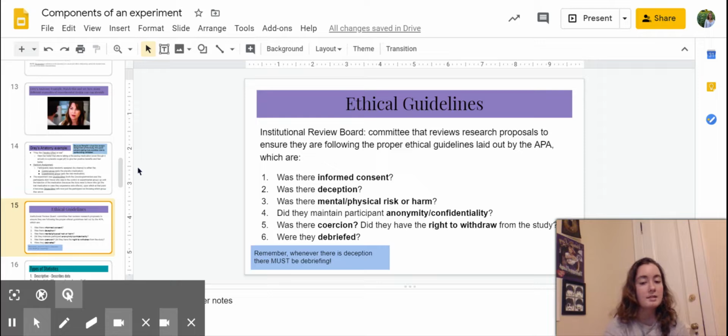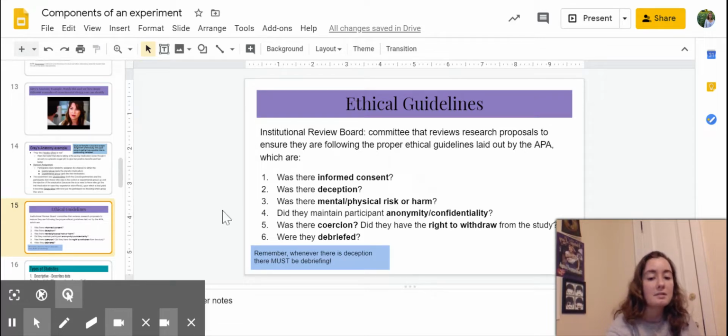So here are the things that you can ask yourself when you're on an AP exam FRQ. Maybe it says, note one ethical violation of this study and say how you could fix it. So you can ask yourself, okay, well, was there informed consent? Were the people informed about what was going on and asked to be a part of the study and actively said yes or no?